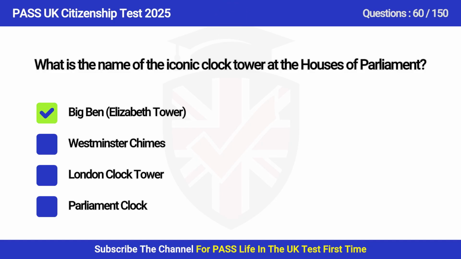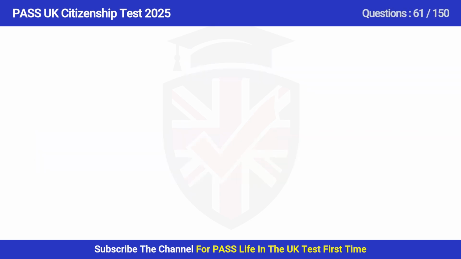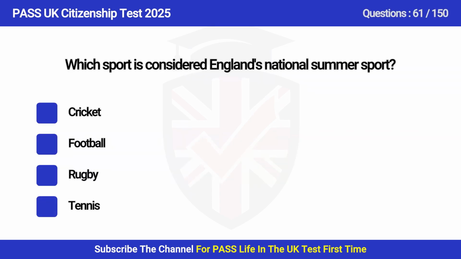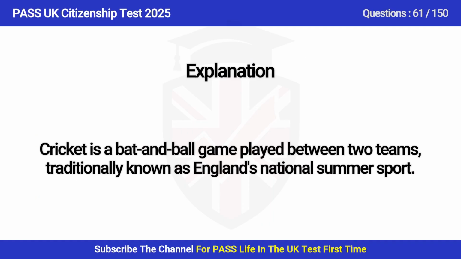Answer is A. Big Ben, Elizabeth Tower. While Big Ben technically refers to the Great Bell within, it is commonly used to refer to the Elizabeth Tower itself, which houses the clock. Question 61. Which sport is considered England's national summer sport? A. Cricket, B. Football, C. Rugby, D. Tennis. Answer is A. Cricket. Cricket is a game played between two teams, traditionally known as England's national summer sport.